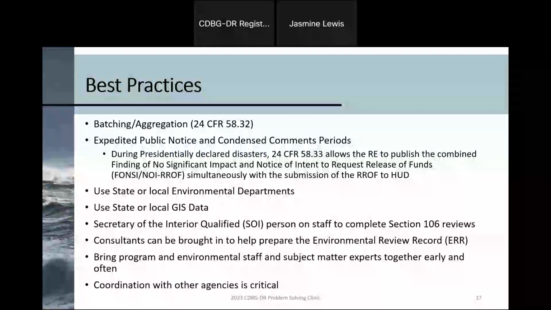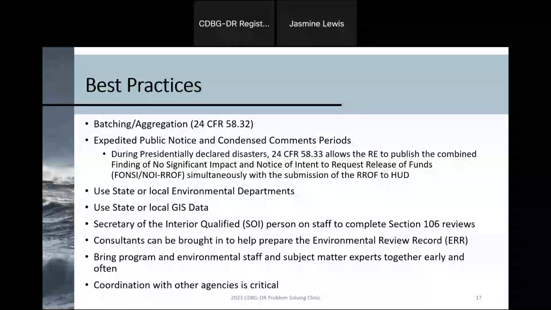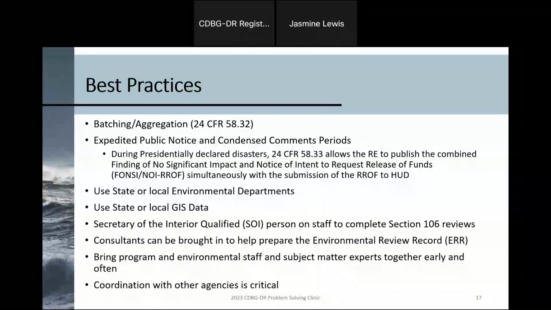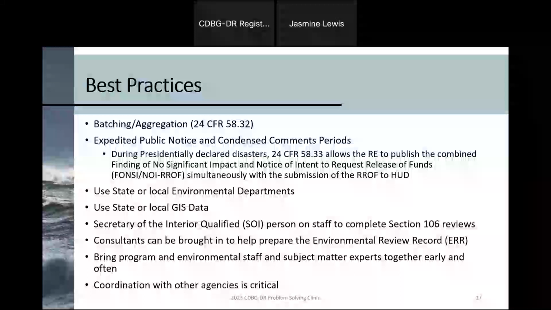Furthermore, you want to aggregate to the fullest possible extent. You may have several projects that have several phases associated with it. So instead of doing environmental reviews for each and every single phase, you want to try and incorporate that into one complete environmental review, which is going to save you lots of additional time.